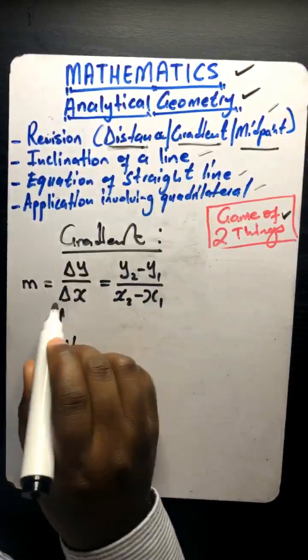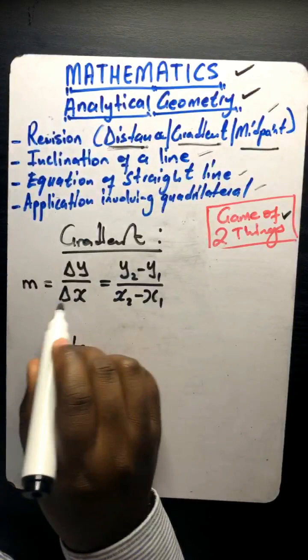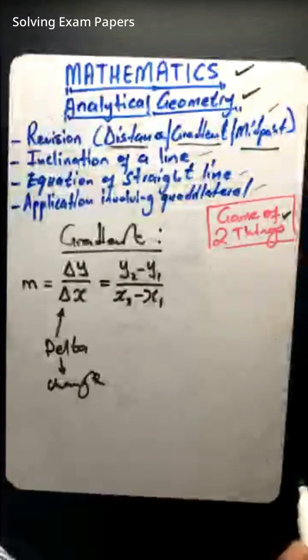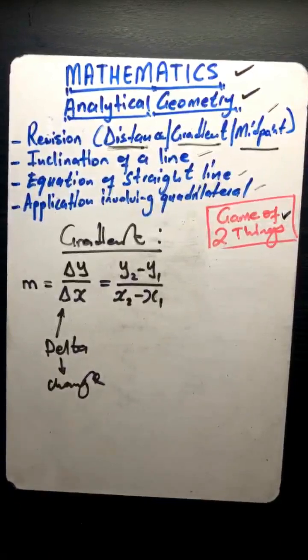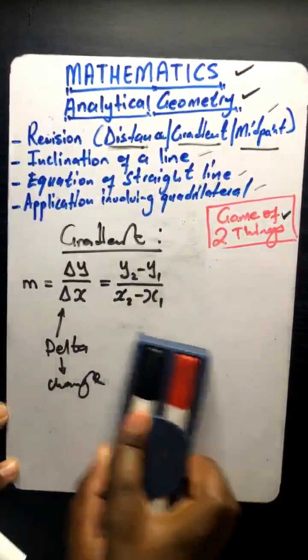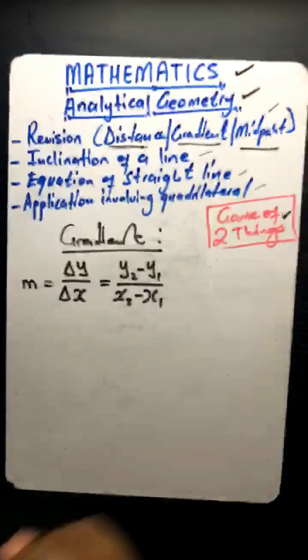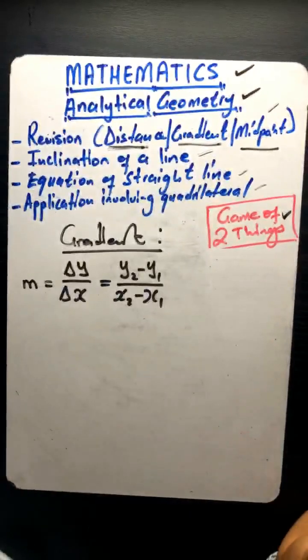In this case, what is the change? It is the change of x. That is why we're saying x2 minus x1. Bantu bakithi, analytical geometry, a game of two things. The same applies when you determine the gradient.